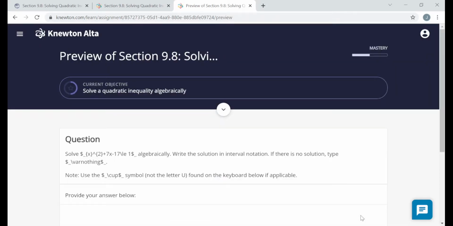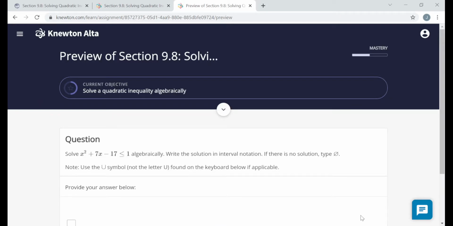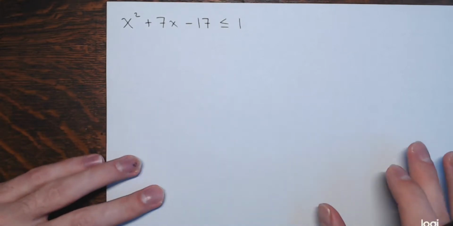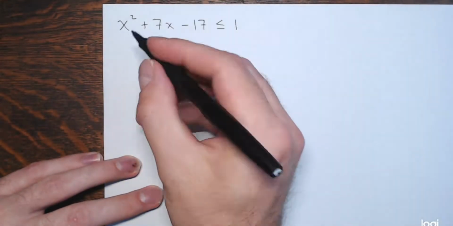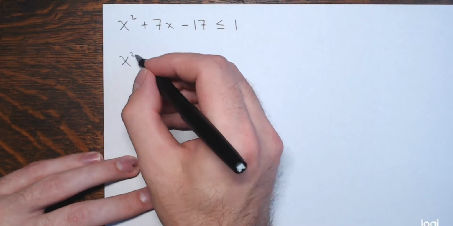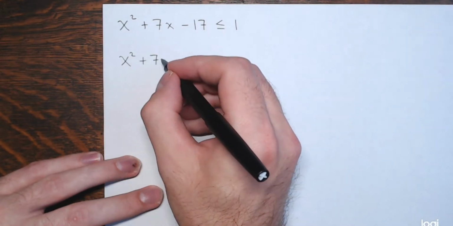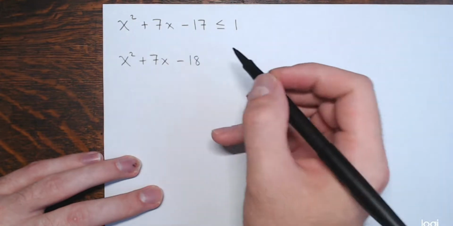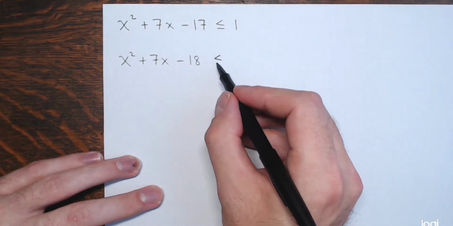All right. So again, I know it says algebraically, but I'm going to be doing it graphically because I find that easier. So I'll write this out and we'll do it on paper. Once again, first thing I'm doing is taking everything to one side. So we have x squared plus 7x minus 18 is less than or equal to 0.